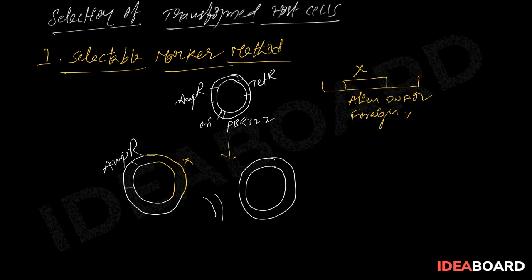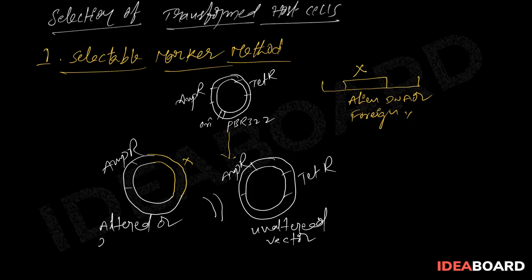Whereas in the second type of plasmid, both ampicillin as well as tetracycline resistance genes are present, hence we call it the unaltered vector, that is the non-recombinant vector. This is the altered or recombinant DNA vector. This is the unaltered or non-recombinant vector, or vector with non-recombinant DNA.